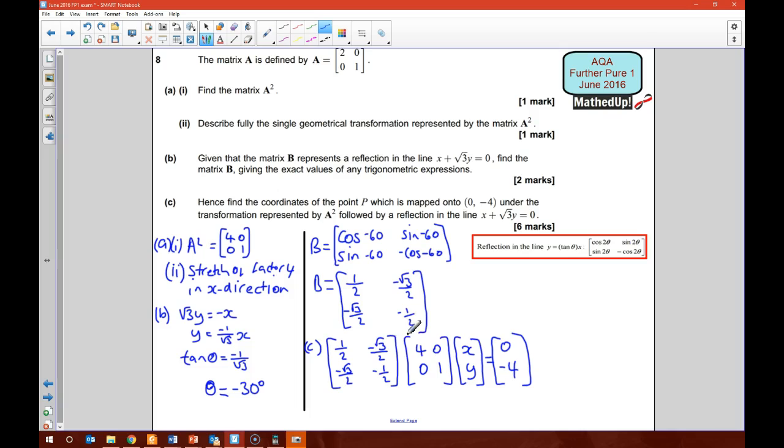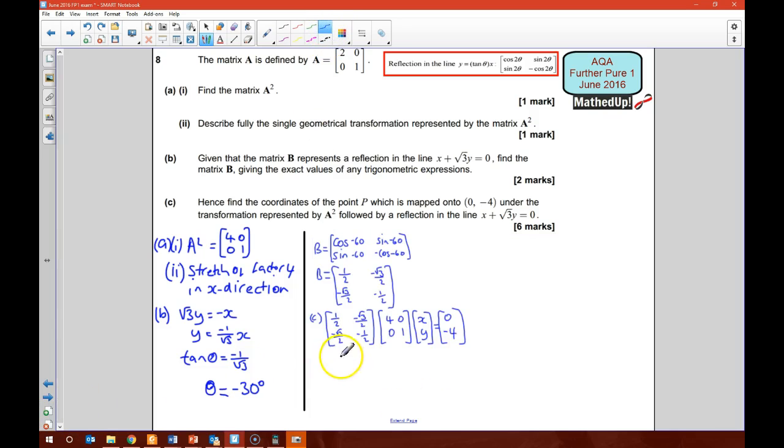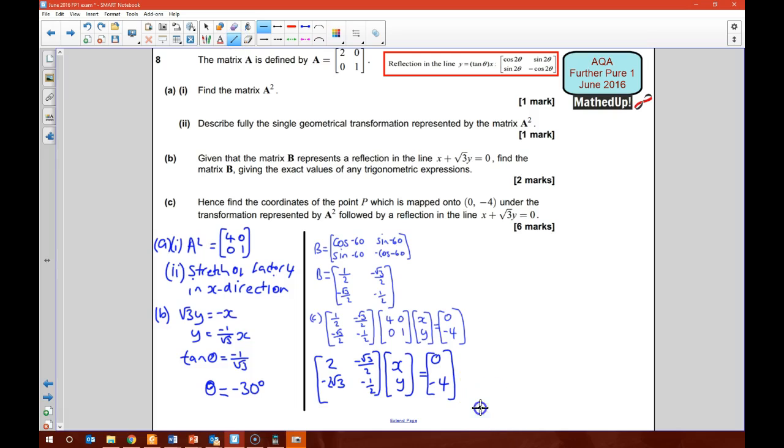I'm just going to tidy this up a little bit to give myself more room. The product of these two is going to be 4 times that, so it's going to be 2, then negative 2 root 3, and that will stay as negative root 3 over 2, and that will stay as negative 1/2. So we've got this multiplied by x, y is equal to 0, negative 4. Then we can write these down as equations and solve the corresponding equations.